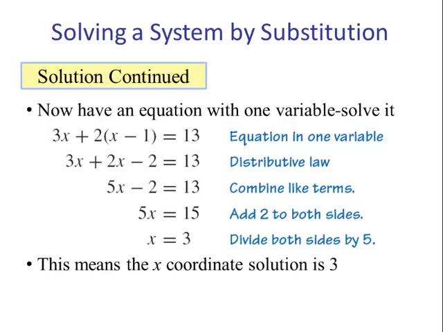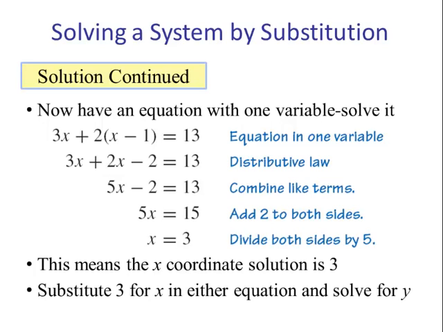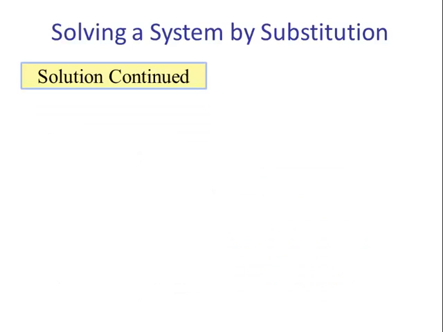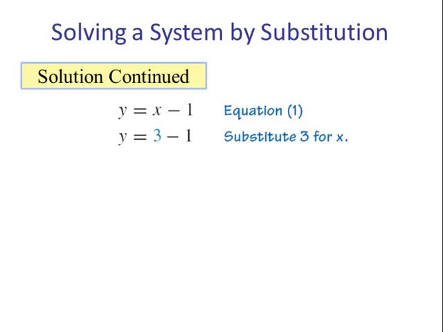So this means the x coordinate is 3. If we substitute 3 in for x in either equation, we can find y. So using equation 1, or we could use equation 2, but for this example I'm using equation 1. Everywhere I see an x, I'm going to substitute 3. So we now have y equals 3 minus 1, and of course that is 2. So the solution to this system is (3, 2).